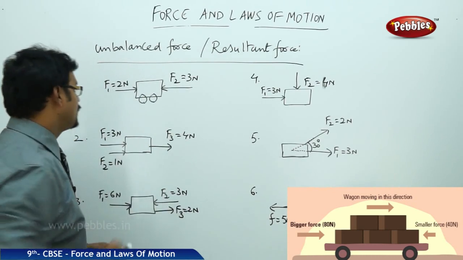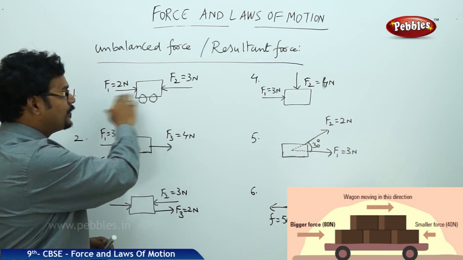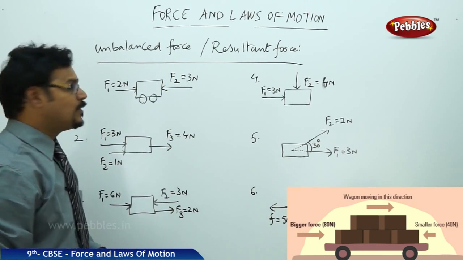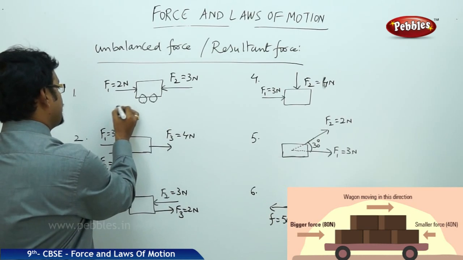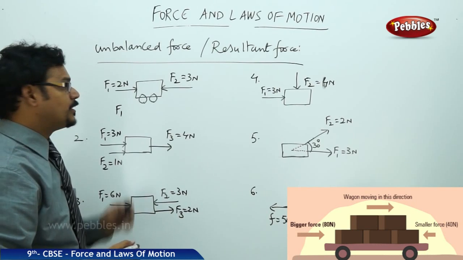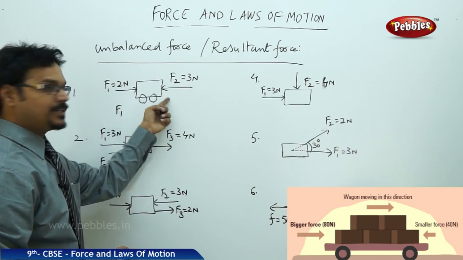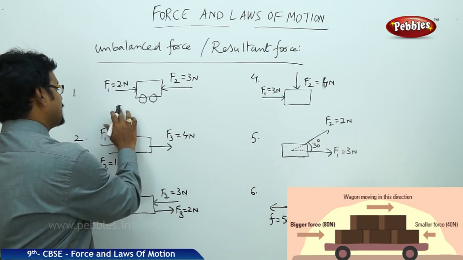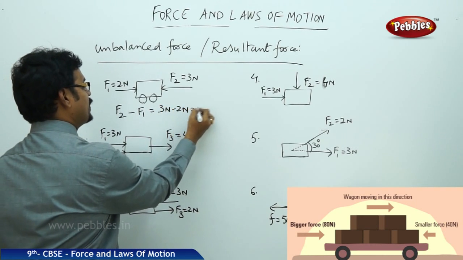See the first example. It's a small trolley. The force F1 of 2 newtons acts towards east. F2 equals 3 newtons acts towards west. What is the unbalanced force or resultant force here? When the two forces are in opposite directions, you take the maximum force and subtract the minimum force from it. So here the resultant force is F2 minus F1, 3 newtons minus 2 newtons, which is 1 newton.